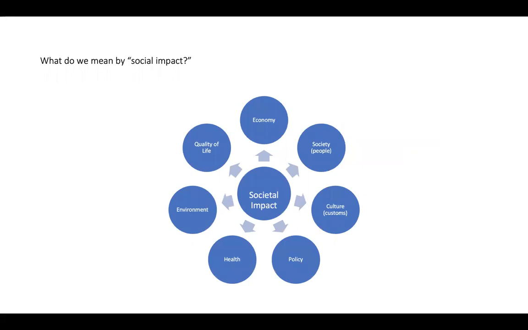So what do we mean by social impact or societal impact? Societal impact is the effect of research in the real world, a change or benefit beyond academia to the economy, society, culture, public policy or services, health, and the environment or quality of life. So the real important takeaway from this diagram is that real world connection.